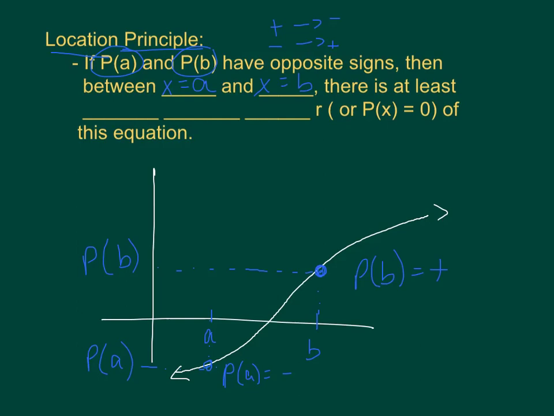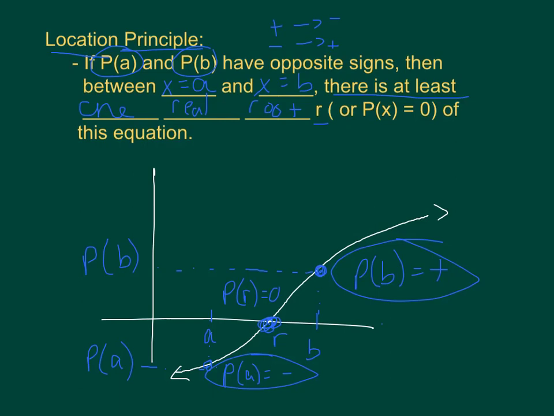Well, that means there's at least one real root R of the equation between A and B. And sure enough, between A and B, it's got to cross because one of the y's was positive and the other y was negative. It's got to cross between there at some root R. You can also think of it like this. P of R, if you plug in R, what will you get for y? Well, it's on the x-axis, so that means when you plug in R, you must get 0.